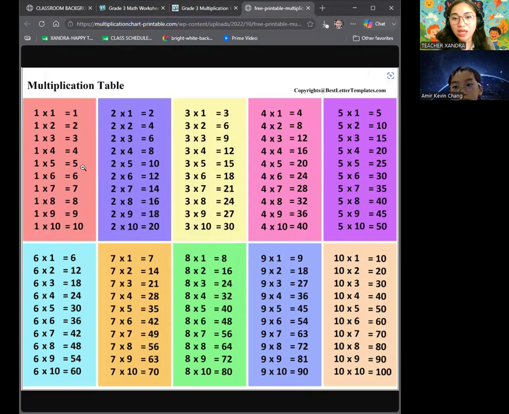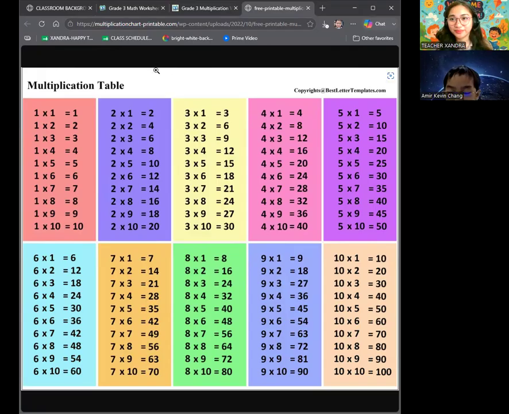But before that, we have here the multiplication table. 1 times 1 equals 1, 1 times 2 equals 2, 1 times 3 equals 3, 1 times 4 equals 4, 1 times 5 equals 5, 1 times 6 equals 6, 1 times 7 equals 7, 1 times 8 equals 8, 1 times 9 equals 9, 1 times 10 equals 10. So that's the multiplication table for ones. Okay, proceed with the multiplication table of 2.